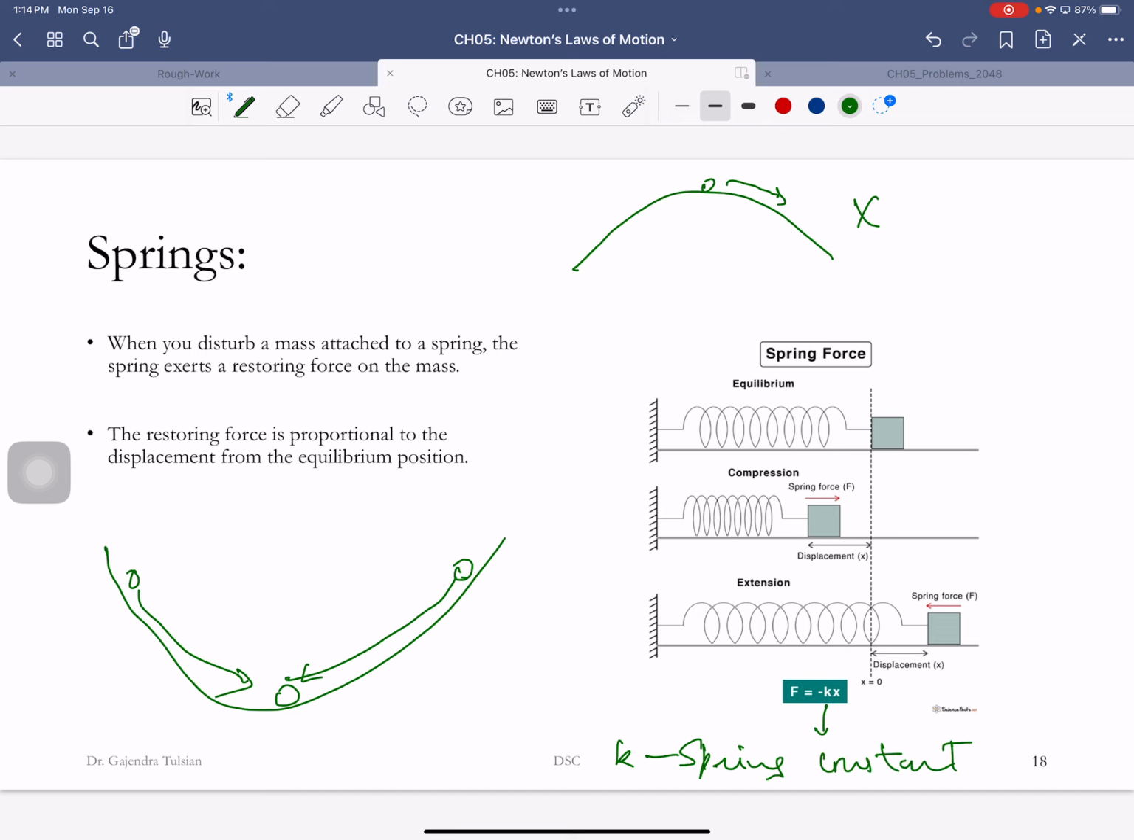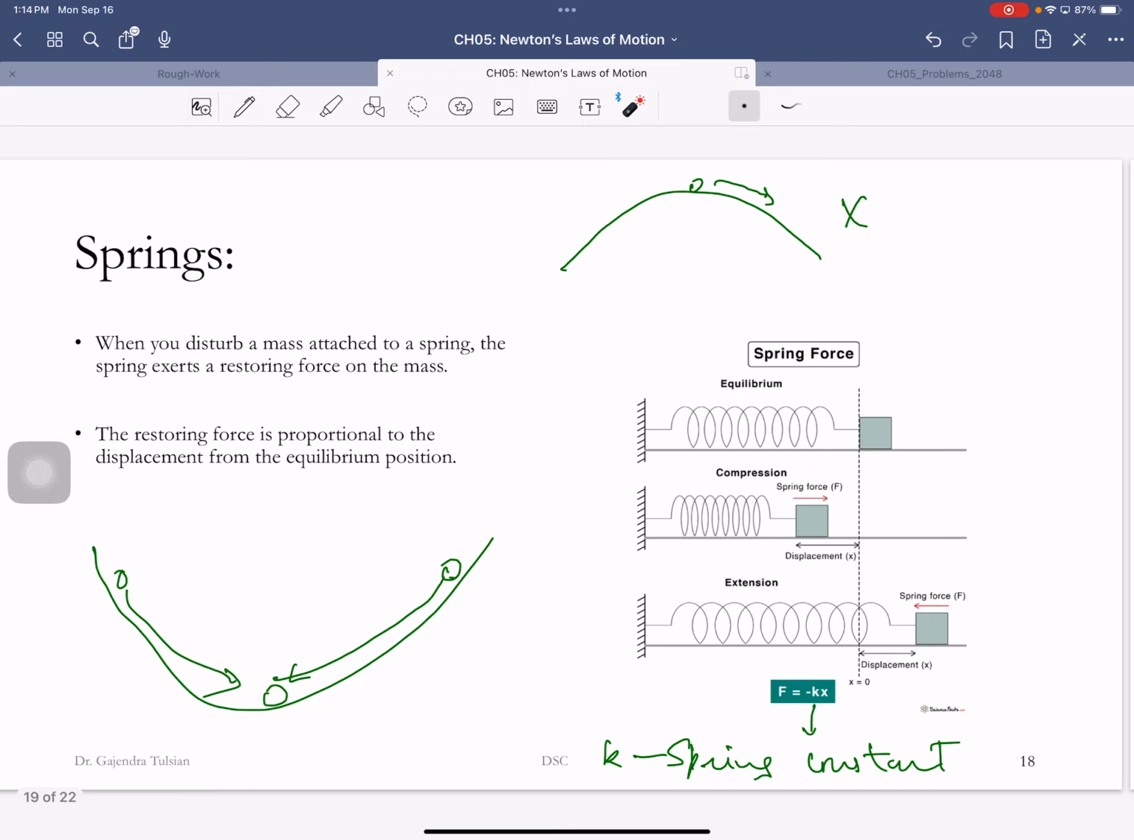Okay. It tells you how stiff the spring is. Stiffer the spring, bigger the K is. Okay. So, and when X is negative, negative times negative, the force is positive. Okay. So this is a restoring force. Okay. And you'll study this, so we'll use this all the time. Okay. And this law is called Hooke's law, after Mr. Hooke, who gave us this law. Okay.